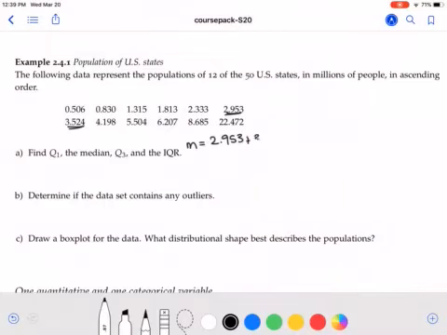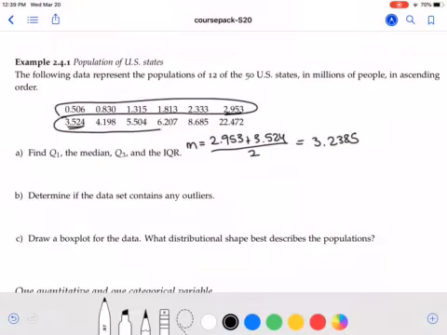2.953 plus 3.524, and then average those. That is going to give us 3.2385. Then that has now divided the data set into two sets of 6. This set of 6 and this set of 6.